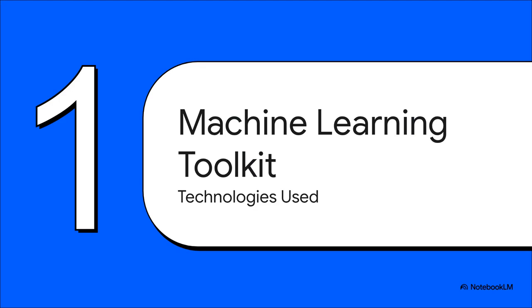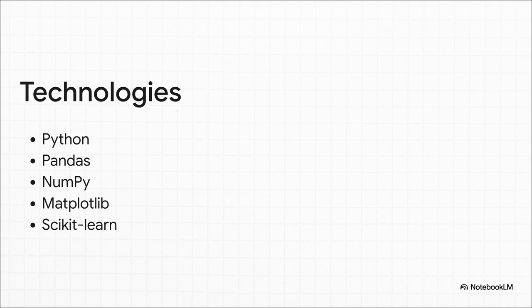All right, let's jump straight into section 1, the machine learning toolkit. You know, if we were making actual wine, we'd obviously need grapes, barrels, yeast, a press, the whole shebang. Well, for a digital sommelier, these 5 technologies are our foundational ingredients. Python is essentially the vineyard itself. It's our core environment where everything happens.